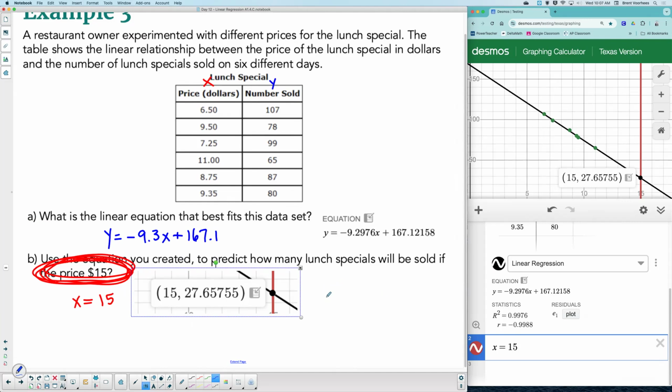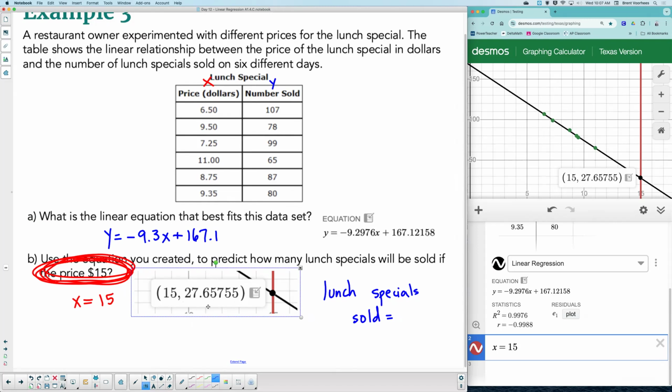How many lunch specials sold? How many lunch specials could we sell? I'm gonna say 17. Change it to a 15. Hey, I'm going to ask this again, class. Can you sell 27.7 lunch specials? No, so this one we round to the nearest whole number. Would you say 27 or 28? Kiko's saying 28. Why 28?